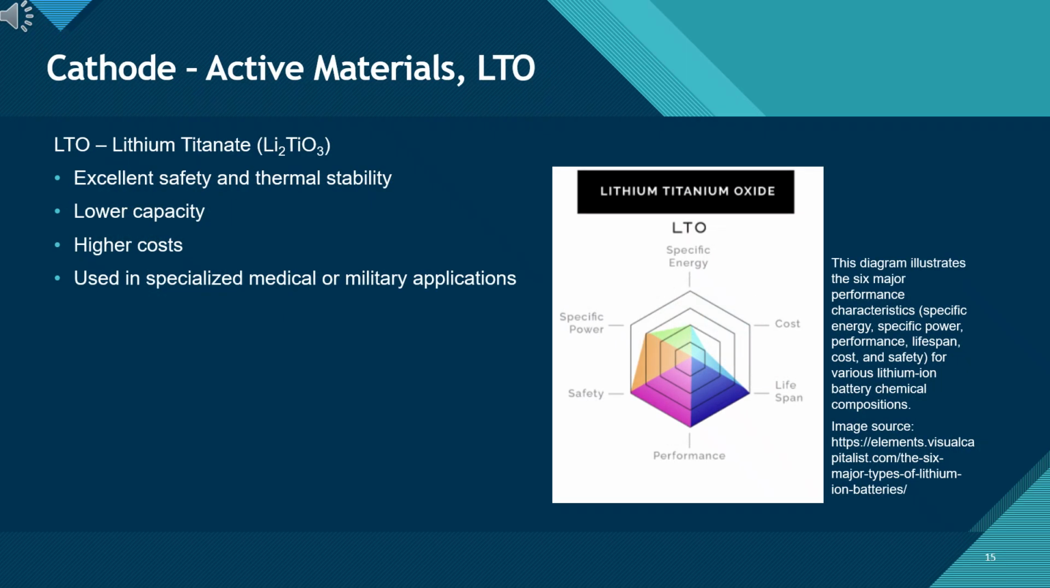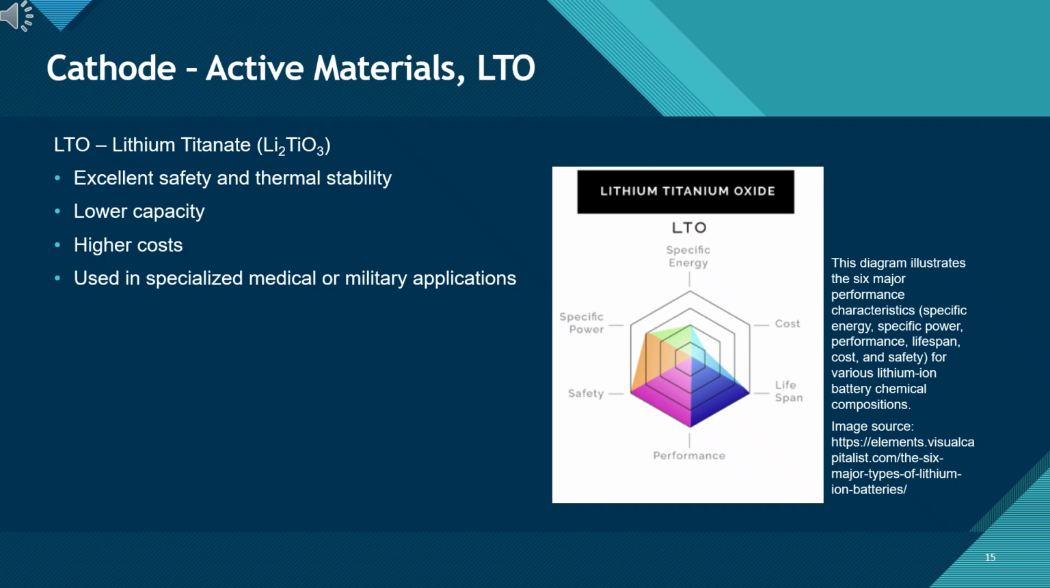Cathode active materials. Finally, we arrive at LTO, lithium titanate. This chemistry is the outlier of the group. If you look at the spider chart on the right, you will see a shape that is almost the opposite of the NCA or NMC cells we saw earlier. Its specific energy is very low. This means LTO batteries are heavy and bulky for the amount of energy they store. You definitely wouldn't want this in your cell phone or a long-range car.